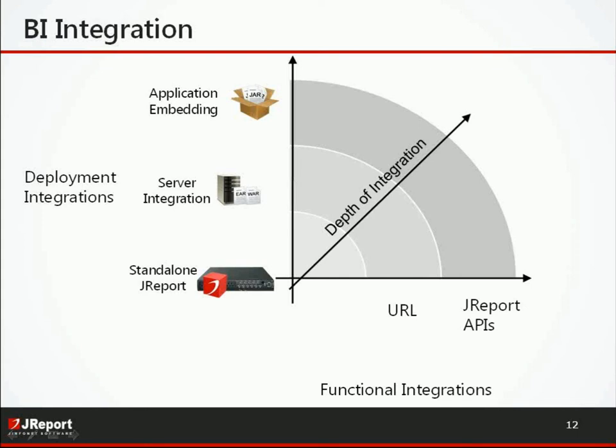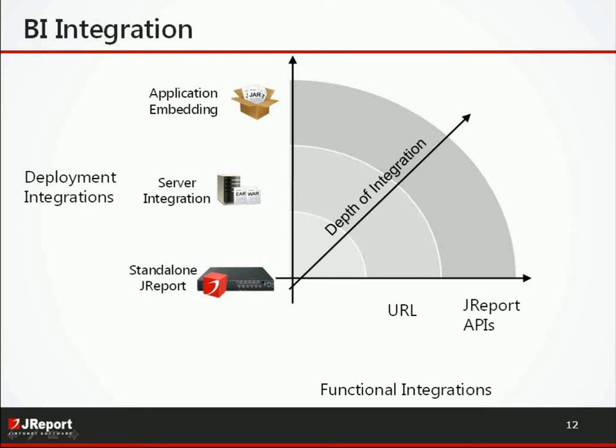So next is the server integration. Now, the server integration: JReport server can be packaged as an EAR or WAR file and basically dropped into your application server, typically Tomcat or JBoss. These are two good examples of application servers. It's a small footprint. It's an easy integration there.